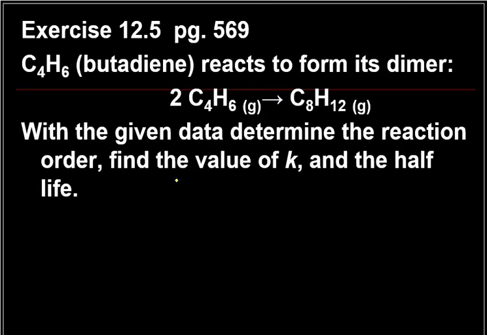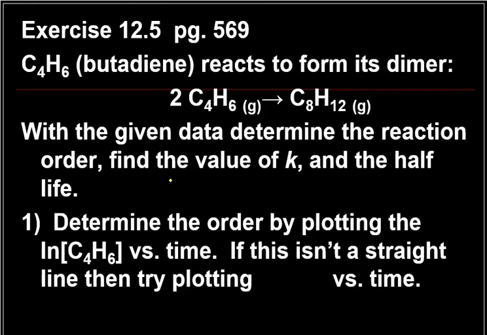Once you figure out what gives that straight line, then you can find the K value and then determine the half-life. So in this problem, since we've only talked about first order and second order, and we haven't talked about zero order, you can determine the order by plotting.